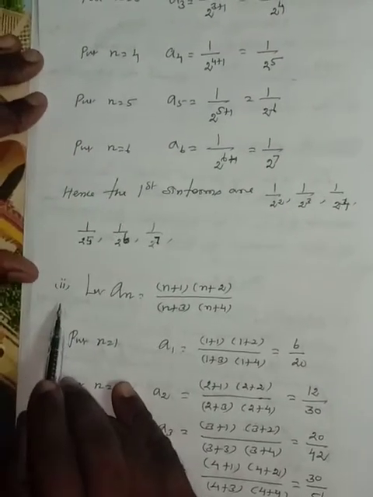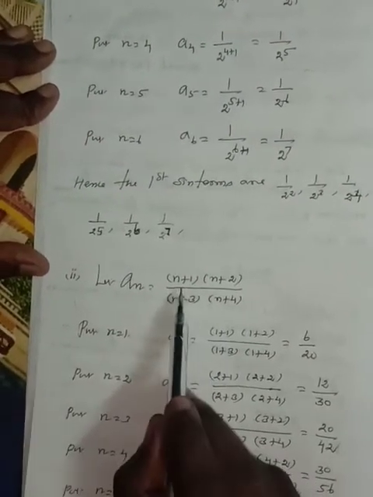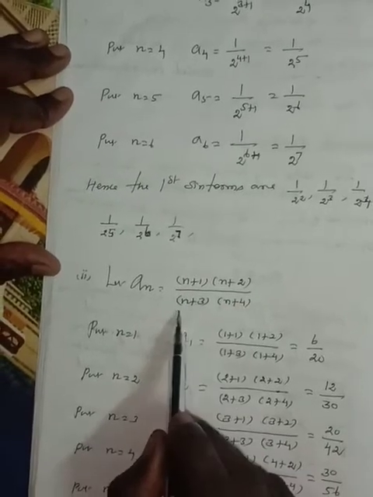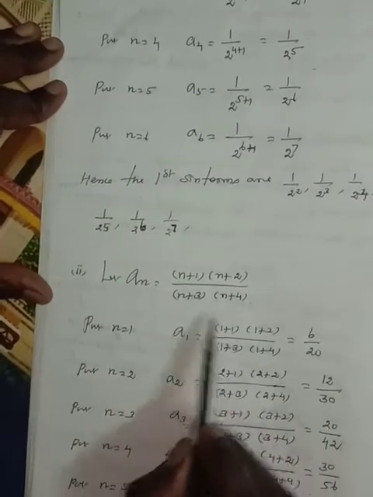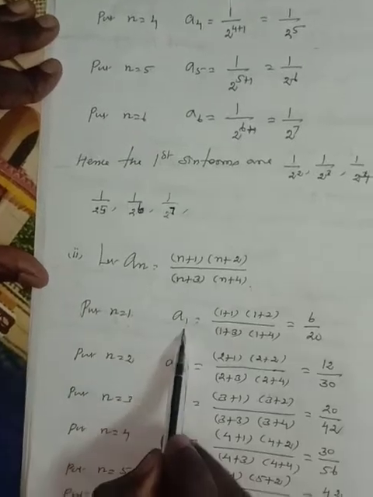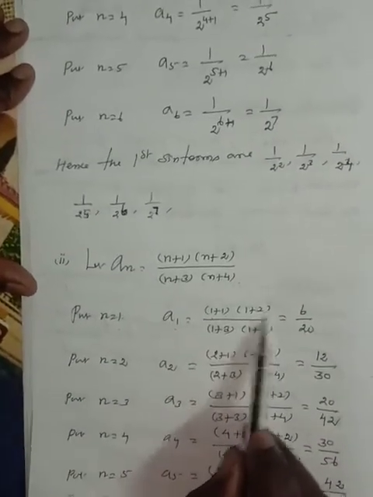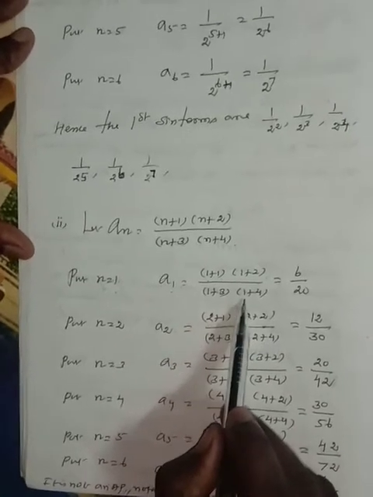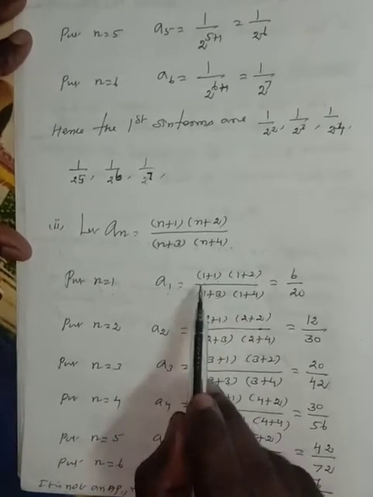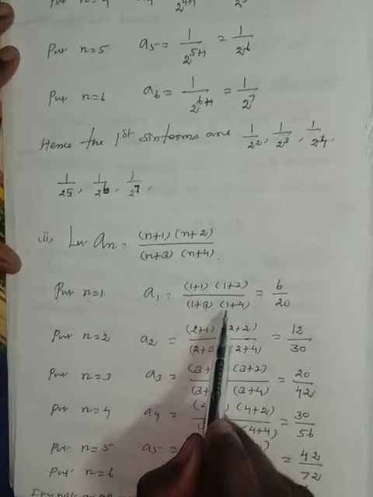Next, solution number 2. Let an be equal to (n plus 1) into (n plus 2) divided by (n plus 3) into (n plus 4). Put n is equal to 1, first term a1 is equal to (1 plus 1) into (1 plus 2) divided by (1 plus 3) into (1 plus 4). 1 plus 3 is 4, 4 into 5 is 20.